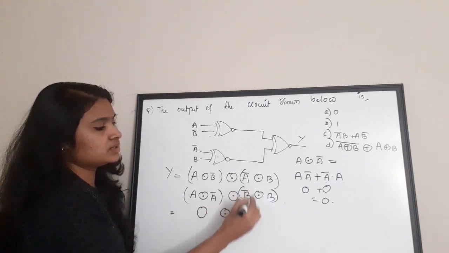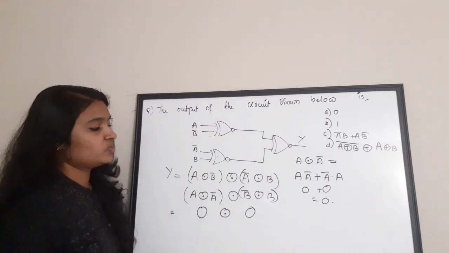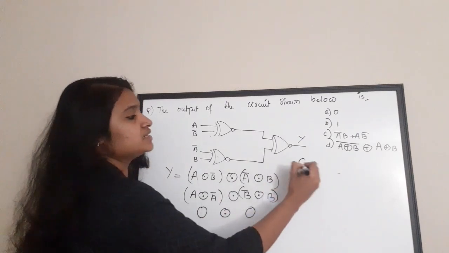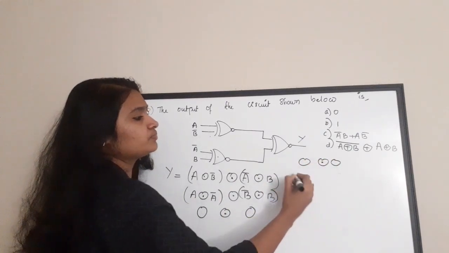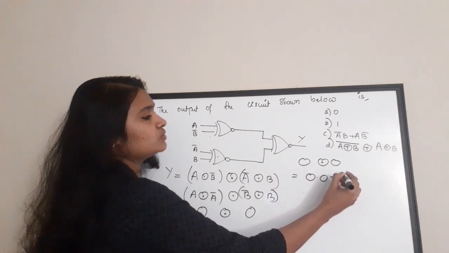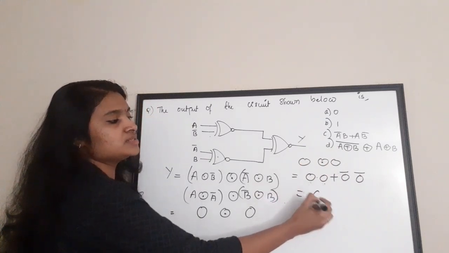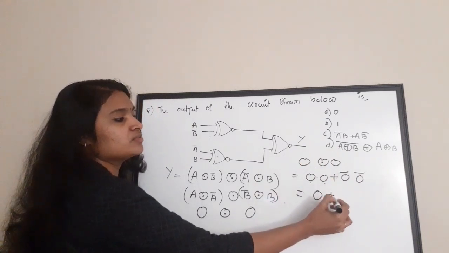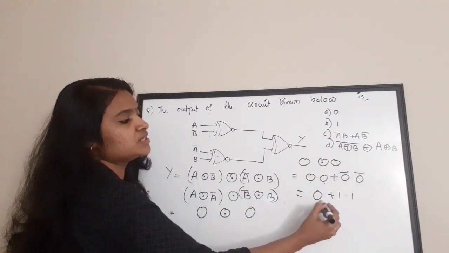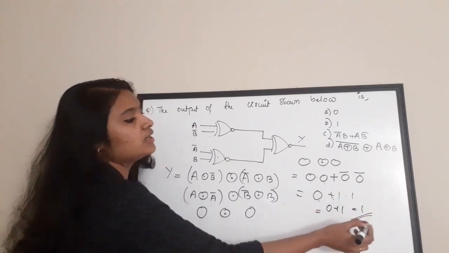Again XNOR 0. So 0 XNOR 0, what will be the result? I'll write it here. 0 XNOR 0 is 0 into 0 plus 0 bar into 0 bar. What will be this? 0 into 0 is 0. 0 bar means 1, into 1. So 0 plus 1 into 1, that is 0 plus 1, which is equal to 1 is your result.